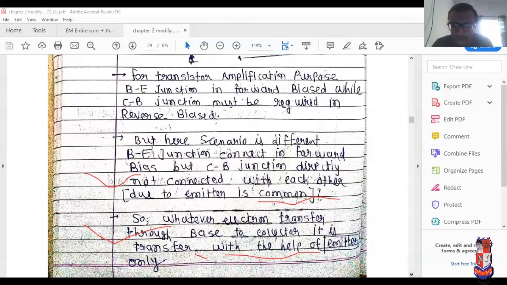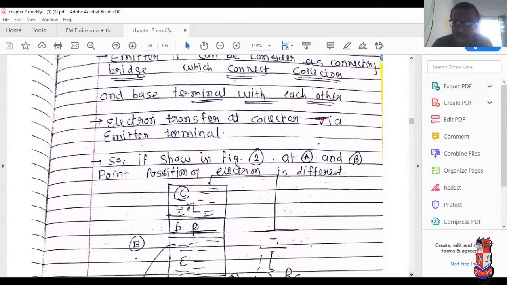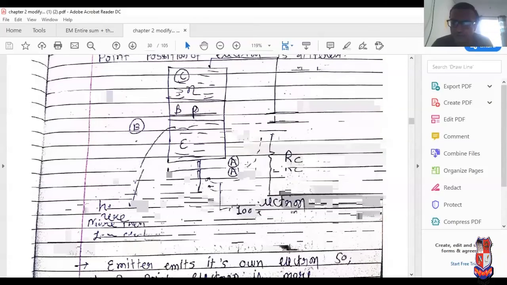This is the main statement regarding the entire theory: transfer with the help of the emitter only. The emitter can be considered as a connecting bridge which connects the collector and base terminals with each other. Electrons can transfer to the collector via the emitter terminal. This is the correct justification. So with more electrons, say 100 electrons, obviously there will be more than 100 electrons. So what is the difference if it increases? That difference is known as beta.